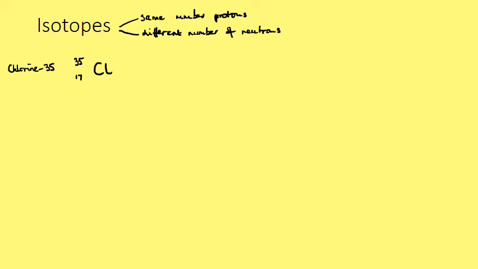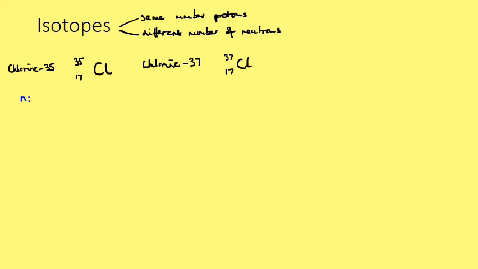There is also another chlorine isotope, which is chlorine-37, written similarly like that, and it's still chlorine, so we've still got Cl as the symbol, and it's still got 17 protons. But this time it has a mass number of 37, making it a different isotope of chlorine. So let's go back to chlorine-35 and work out the number of neutrons.